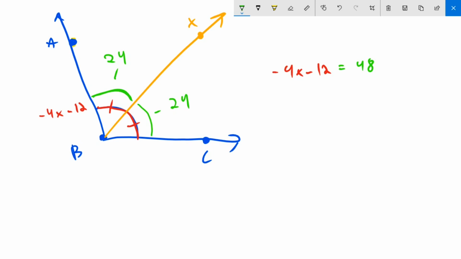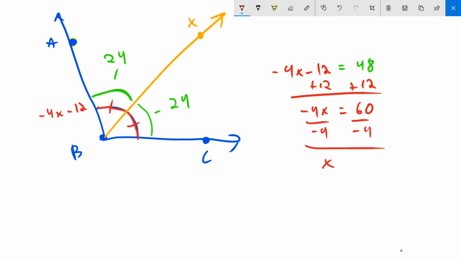Let's just continue on. Let's add 12 to both sides. Negative 4x equals 60. And then we divide by negative 4 on both sides to get x by itself. And we know that x would be negative 15.